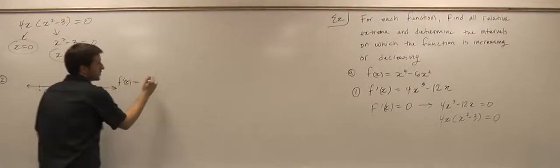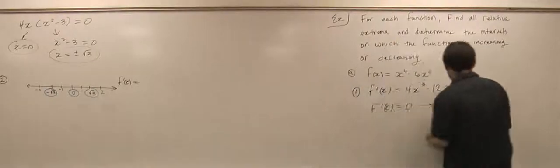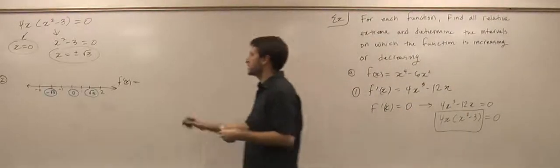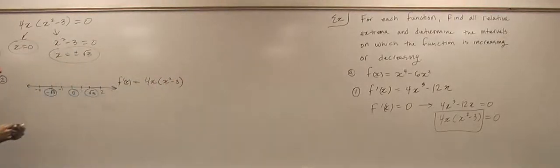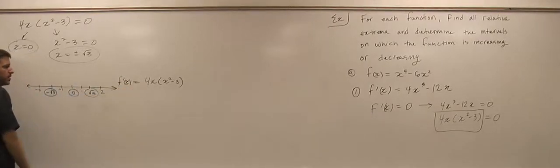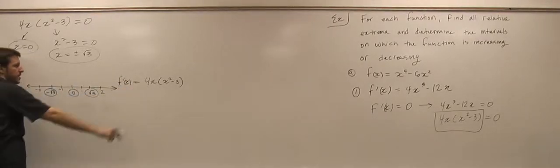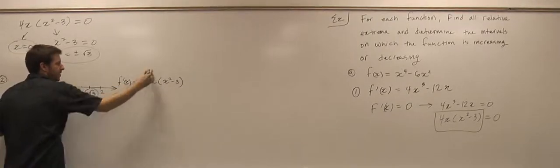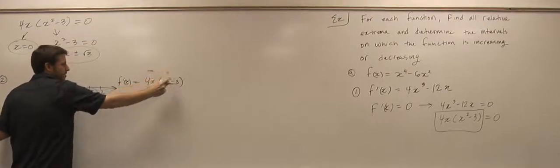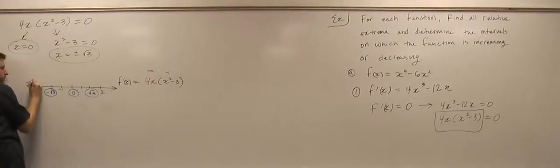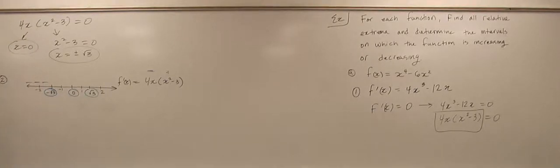F prime of x equals, let's use a factored form here, 4x times x squared minus 3. So let's not work too hard. Negative 2, what do you think? When you put negative 2 in for x, this guy's going to be negative, but this factor is going to be positive, right? Because it'll be 4 minus 3. So altogether, this region is negative.